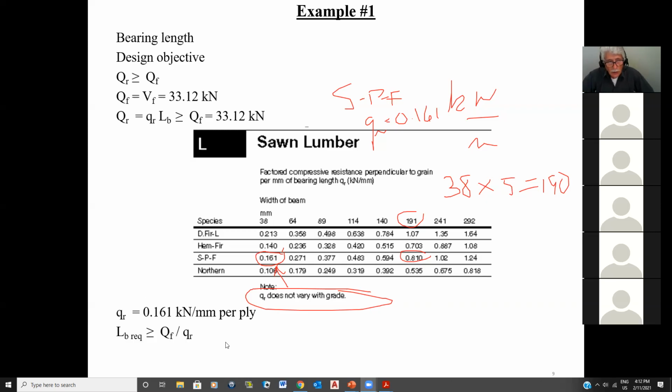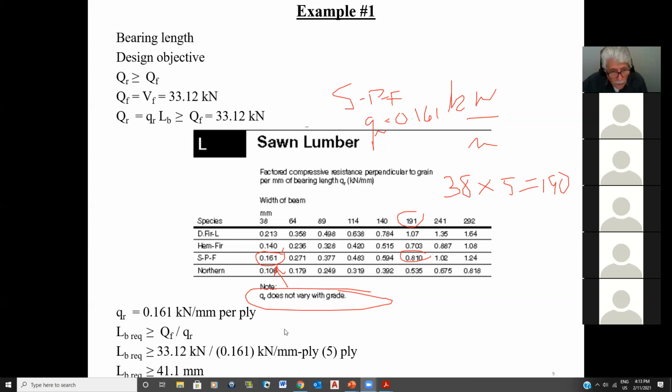So when I want to calculate LB, I simply take this. I'm sorry, I can't see anything down here. So I have 33.12. This is 0.161 kilonewtons per ply. And how many plies do I have in this built-up beam? I have 5. So it automatically gives me this number here. So I just remember the number of plies, and therefore I get my LB equal to, I can't even see because I've got all these things in my way. Can somebody tell me that number? Because I've got the little screen in my way.